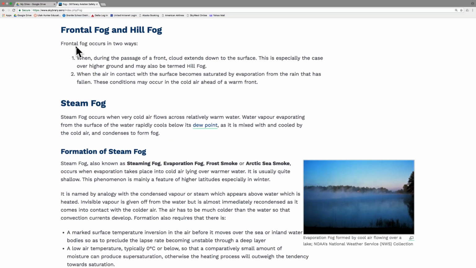What happens with this frontal fog or the upslope fog is, like it says here, during the passage of a front, a cloud extends down to the surface. And this is especially the case over higher ground and may also be termed hill fog. We talked about valley winds and mountain winds and stuff like that yesterday. Well, what happens is those clouds, the temperature and everything drops.